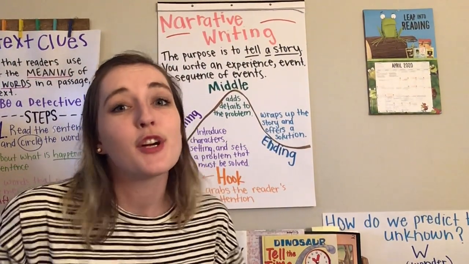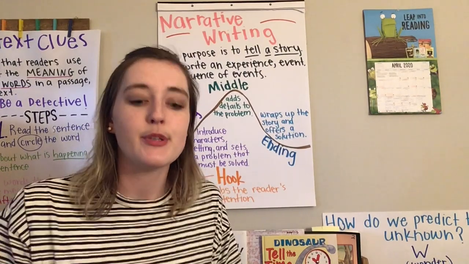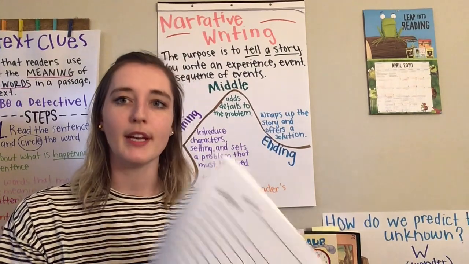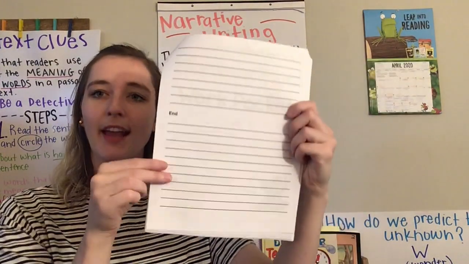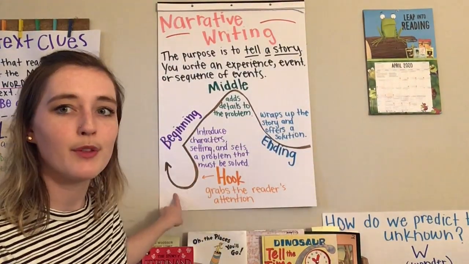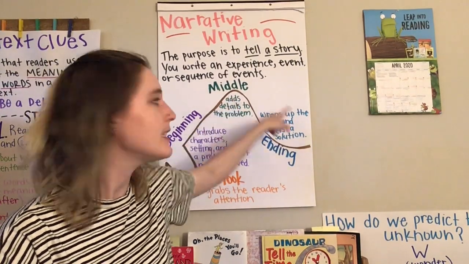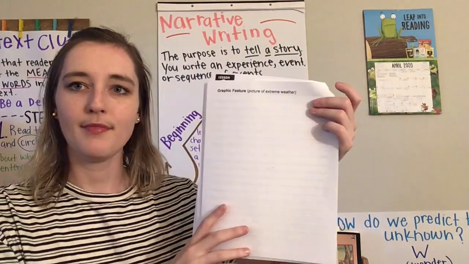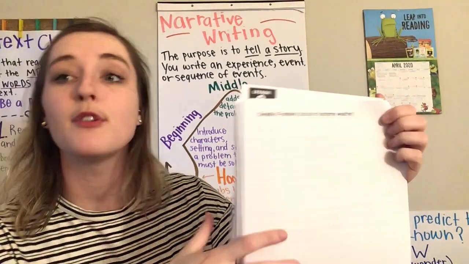Great work. You did your planning part, which is the most important. The planning is actually all the thinking that goes into it. Now you're ready to actually write your narrative. So I have broken it up with lines of beginning, middle, and end. So go ahead and write your essay. Don't forget to hook the reader, introduce character, setting, and plot, add details, and then offer a solution to your severe weather event. And then on the back, I have a graphic feature, a picture of the severe weather.